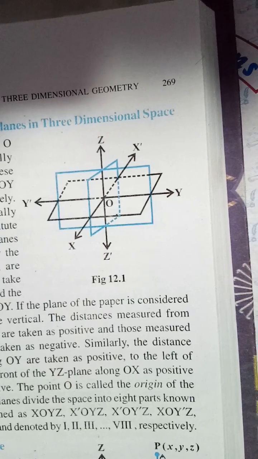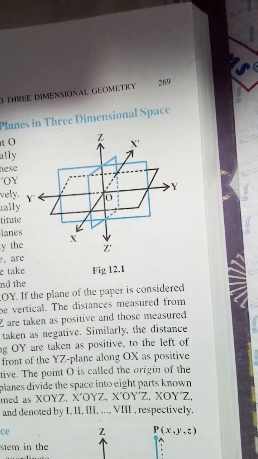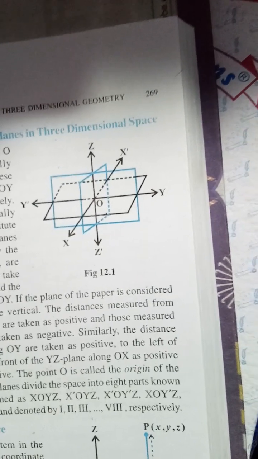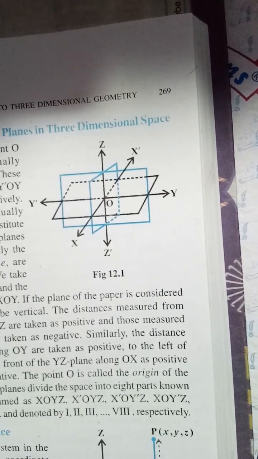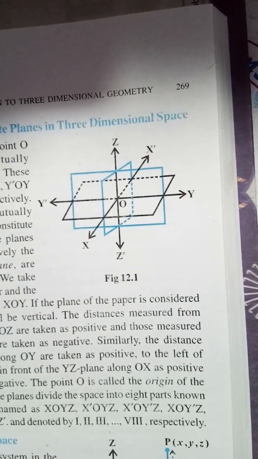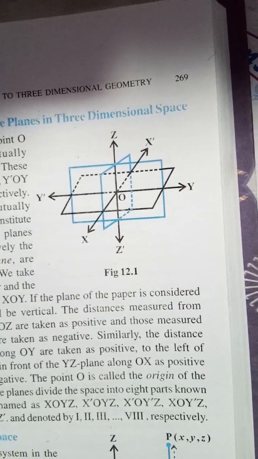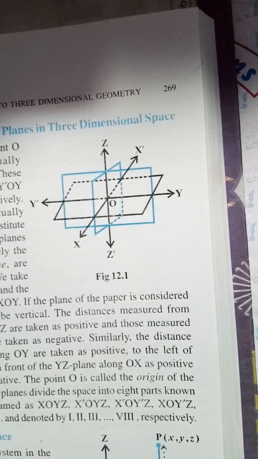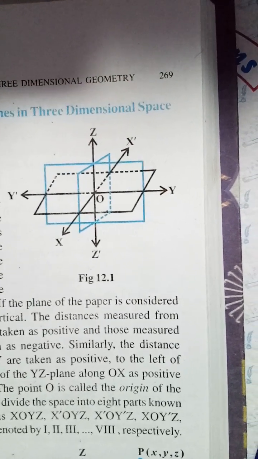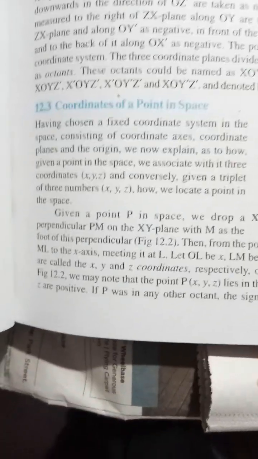These octants could be named XOYZ, X'OYZ, X'OY'Z, XOY'Z, XOYZ', X'OYZ', X'OY'Z' and XOY'Z', and denoted by 1, 2, 3, dot dot dot, 8 respectively. Then I would like to say the next course of action will be coordinates of a point in space.